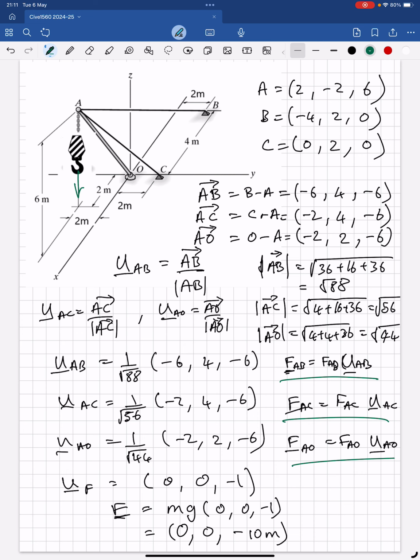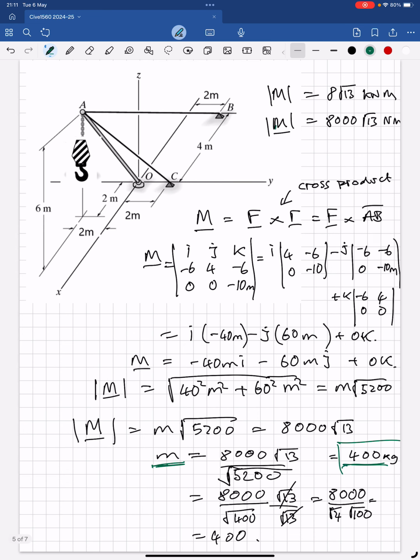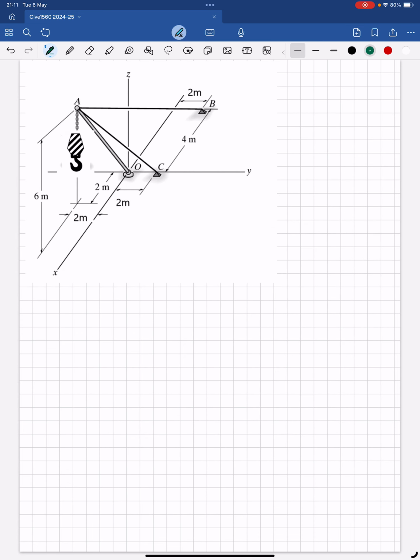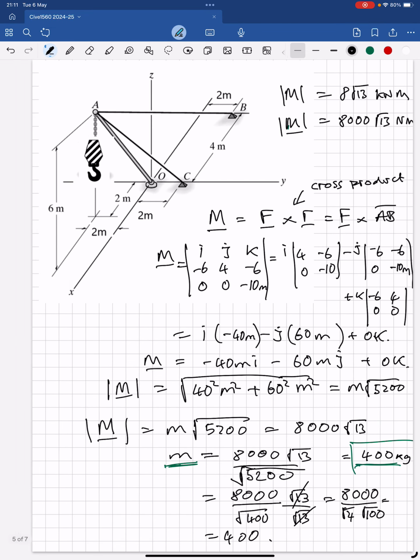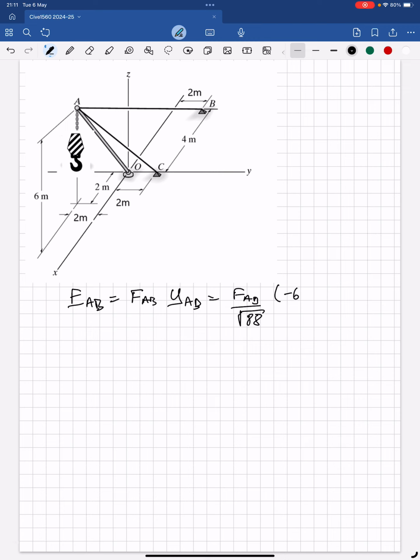So let's remember those. Root 1 over root 8. So for part B, the force FAB as a vector equals the magnitude FAB times the unit vector UAB, which equals FAB times 1 over root 88 times minus 6, 4, minus 6.